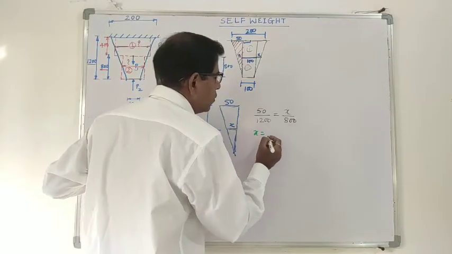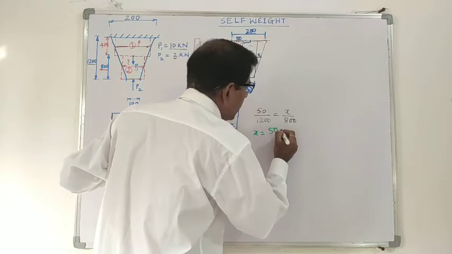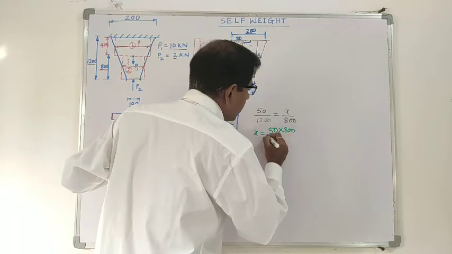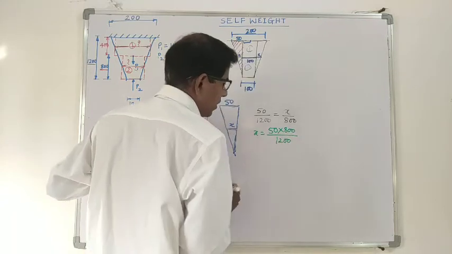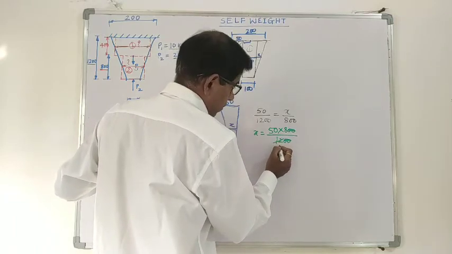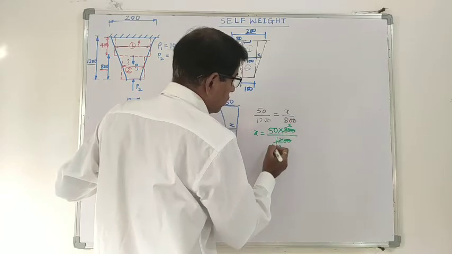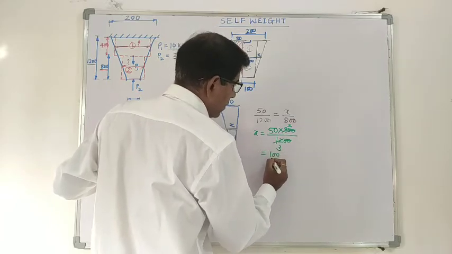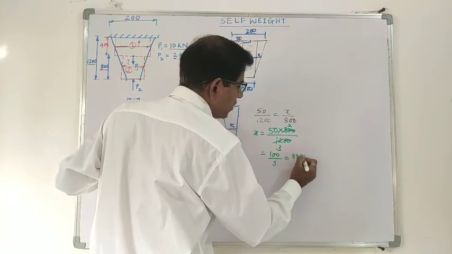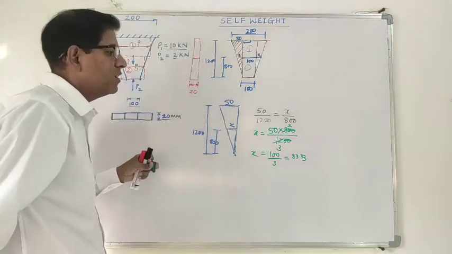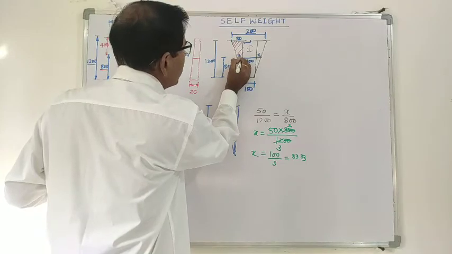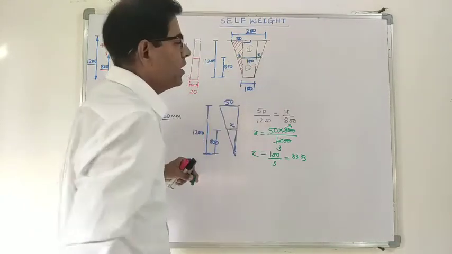So x is equal to 50 into 800 divided by 1200. So 200 gets cancelled. This is 3, this is 2. That means 100 divided by 3. So the answer is 33.33. So x comes out to be 33.33. So this distance is 33.33. Similarly, this distance is 33.33.